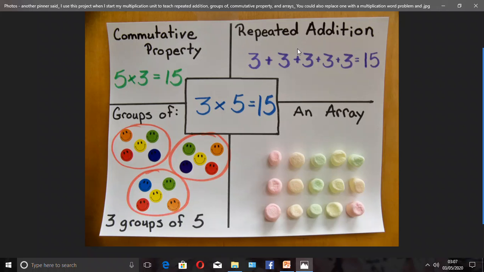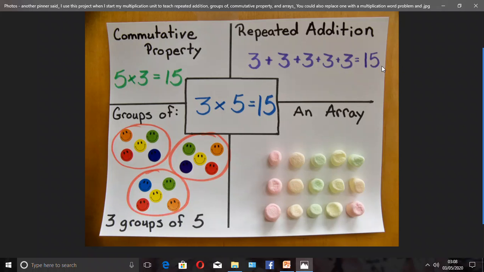Let's look at the repeated addition. Using this formula you repeat the number. Let's look at it. 3 is repeated 5 times. So we have 3 and 3 and 3 and 3 and 3. 3 is repeated 5 times. 3 plus 3 plus 3 plus 3 plus 3 gives us 15.